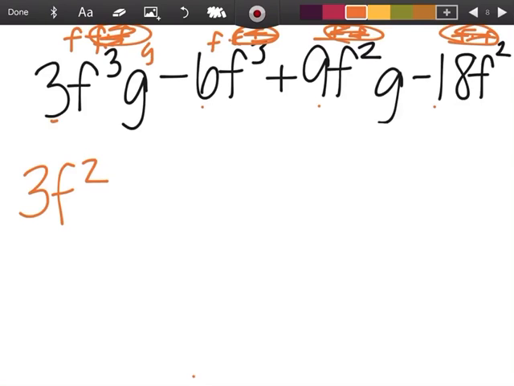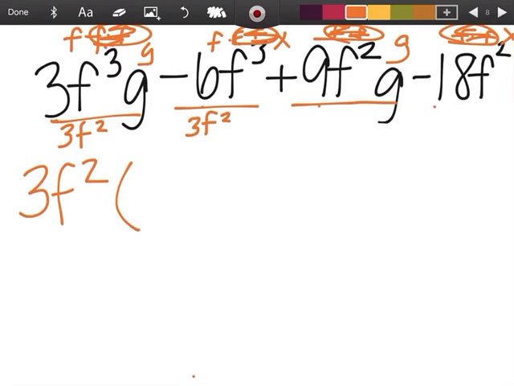And then I look at the g's. This term has g. This term doesn't have any, so it doesn't matter that this one does. That one doesn't either. So g is not part of the GCF across the board. So I'm going to divide each term by 3f squared. I don't necessarily need to show this step if I can do it in my head, but sometimes it just helps to see the division.